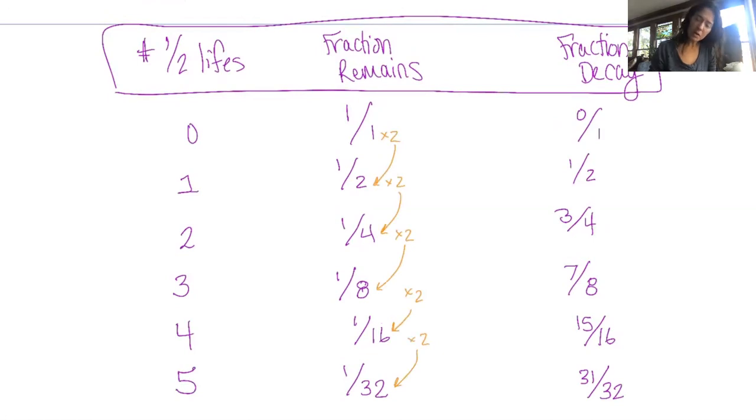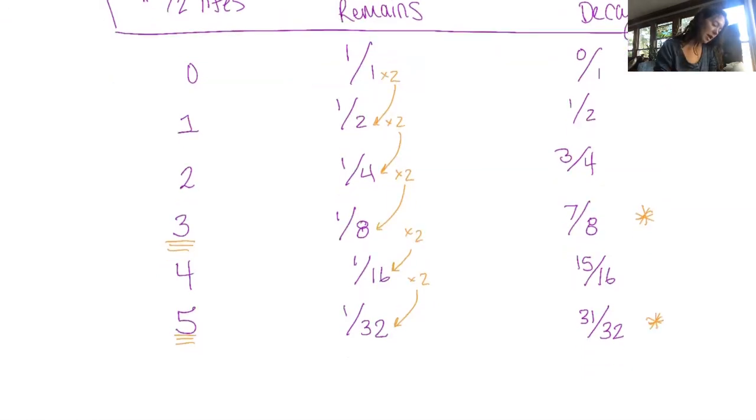But what this tells me is if 7/8 remains, then it has undergone 3 half-lives. If 31 out of 32 remains, then the substance has undergone 5 half-lives. And if I know the half-life of the substance, I can determine the amount of time it's been around. So let's look at applying this. Let's look at an example problem.